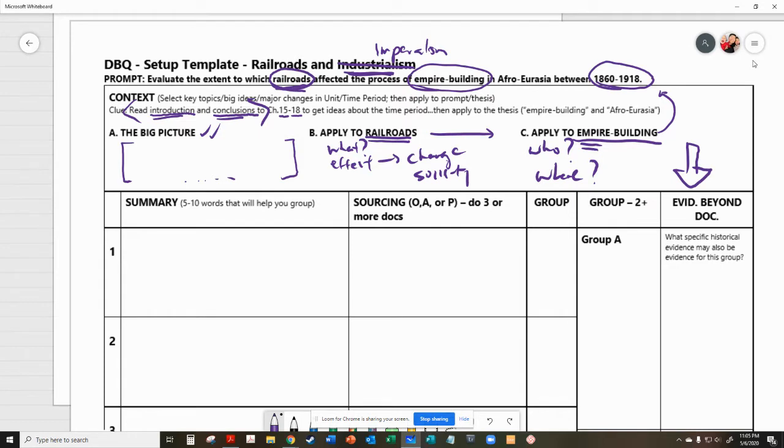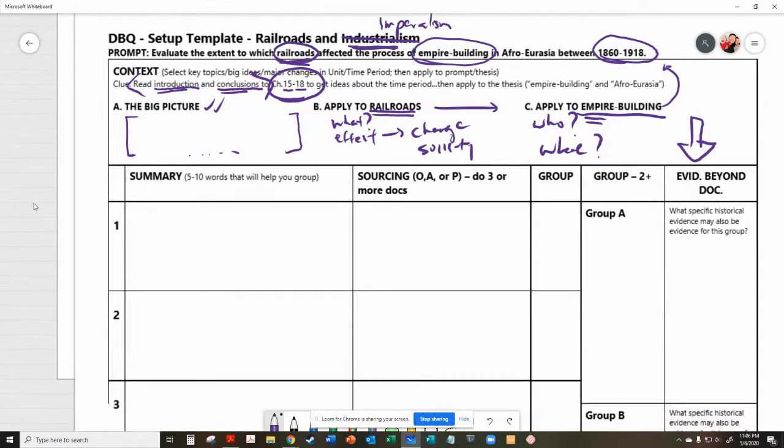If you haven't already done so, pause the video here. Go to chapters 15 to 18 in your textbook, and as best you can, get a big picture idea of the context of this particular prompt. Okay, go and do that right now. If you're past this, let's go ahead and work on the document analysis portion of this.